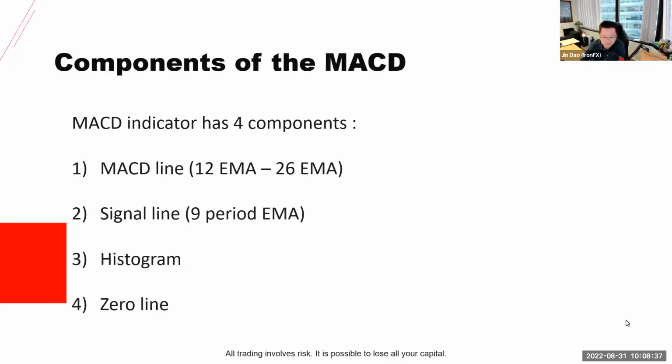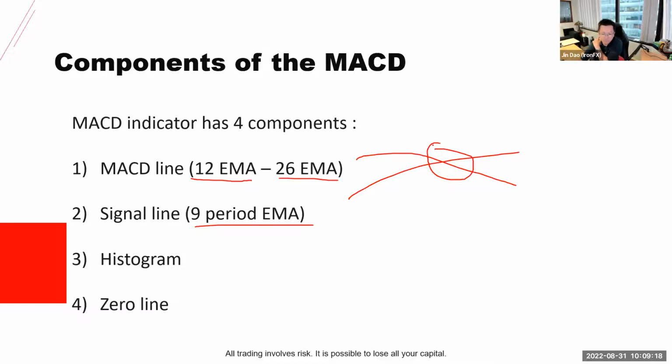The 12 exponential moving average minus the 26 EMA, right? That's the first component. The second component is the signal line, which is the 9-period EMA, right? So these are the two lines on the MACD. You typically see crosses like that. That would be the MACD line, and then the signal line would be another one towards the downside, the 9-period moving average. That's what you would call a crossover, when the lines intersect.